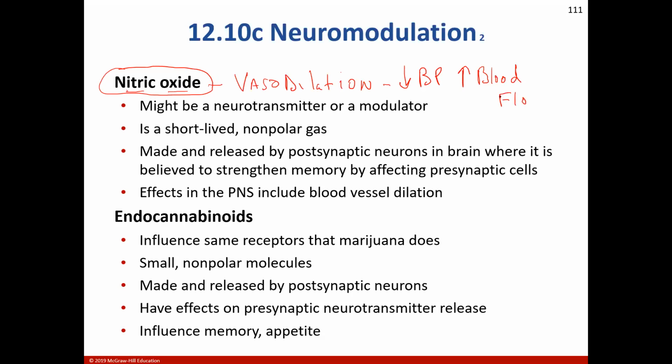And this is released locally by the cells themselves. It's a gas, and it's very short-lived. NO, just NO, not NO2, which is nitrous oxide. NO is nitric oxide. I'm not saying "no" like negative. That's the chemical symbol of that molecule, a molecular symbol. Okay, so it's released by neurons, right, where you're going to need some dilation in the blood vessels. So it's affecting the blood vessels. So, nitric oxide.